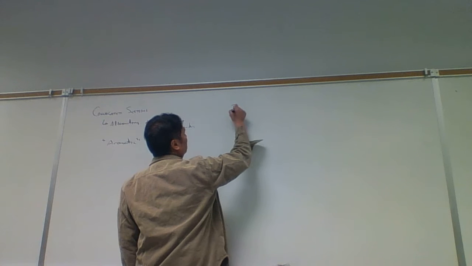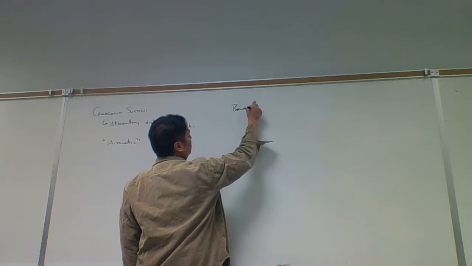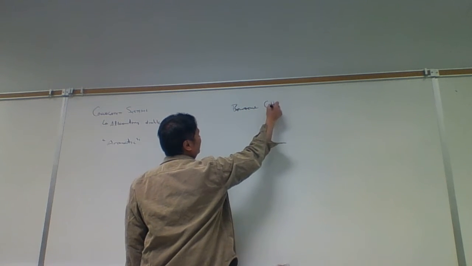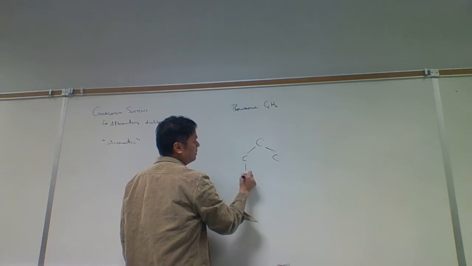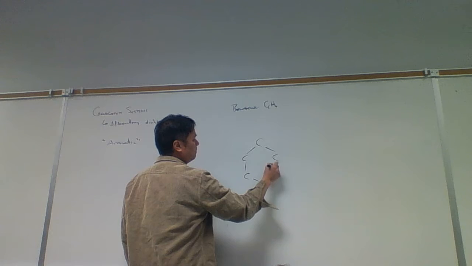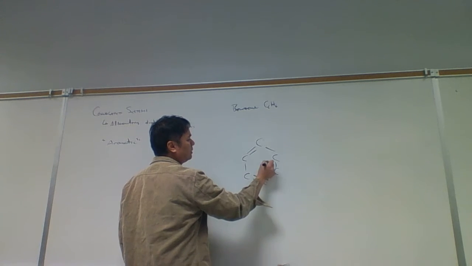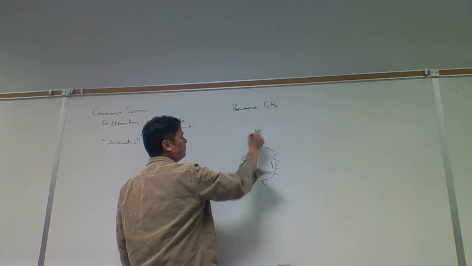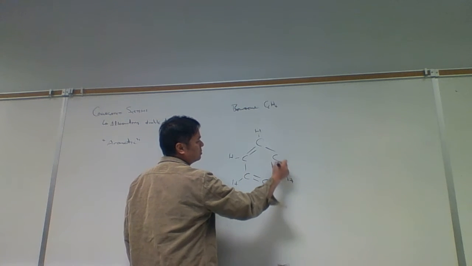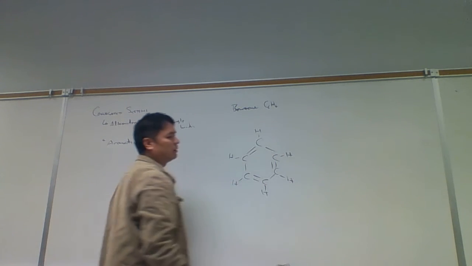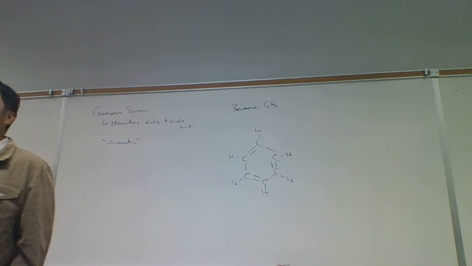One of the classic examples is benzene. Benzene, C6H6, consists of a hexagonal ring of carbon atoms with alternating double and single bonds. And then we have the hydrogens here. This is an interesting structure because if you look, all the carbons are the same.